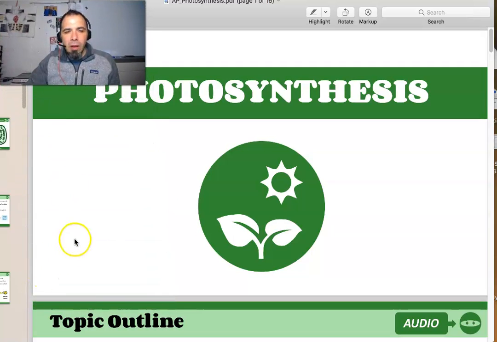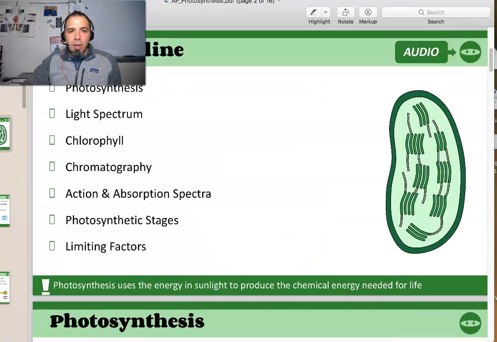So this is going to be the photosynthesis presentation. It's going to be kind of a quick overview, and so you can be able to use your notes. So what we're going to be looking at: photosynthesis, the light spectrum, chlorophyll, chromatography, action and absorption spectra, photosynthetic stages, and limiting factors.